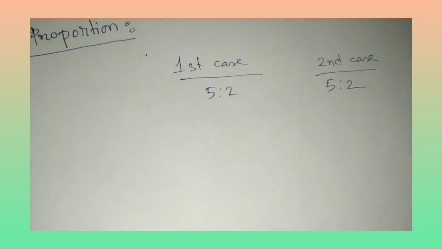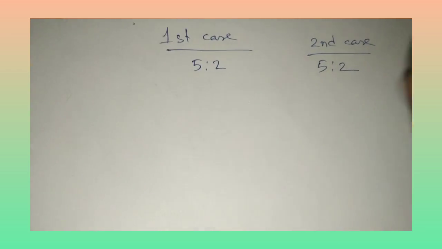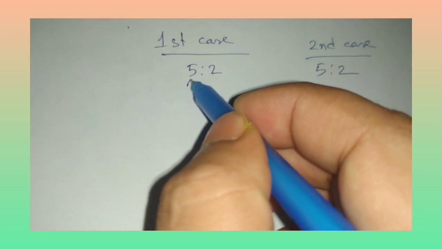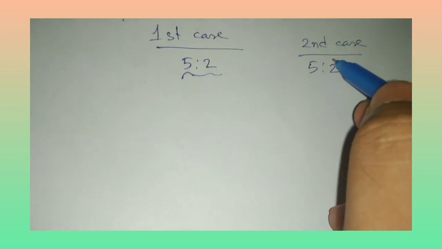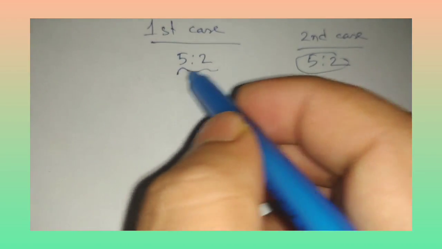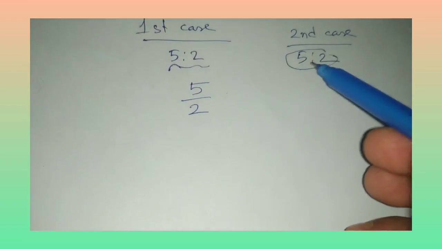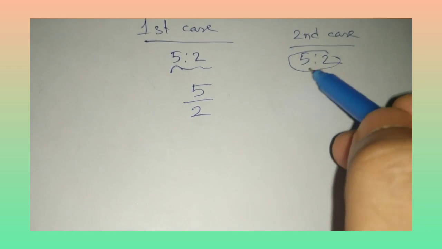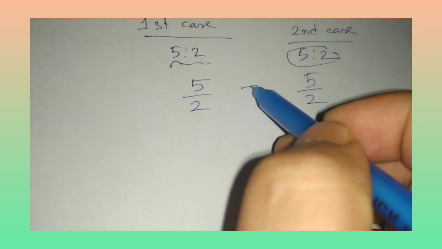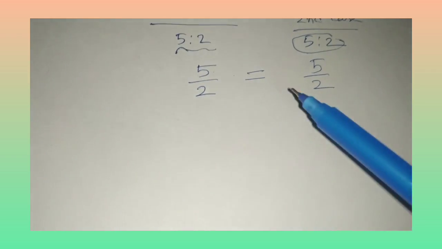Now from proportion we can actually make a new formula. This is the first case, this is the second. First case 5:2, second case 5:2. We know that a ratio can be written as a fraction, right? So 5:2, if we write it as a fraction, we can write 5/2, and the second case also has the same ratio, we can write it as 5/2. So since both the ratios are equal, we can write 5/2 equals 5/2. From this we can actually create a formula.